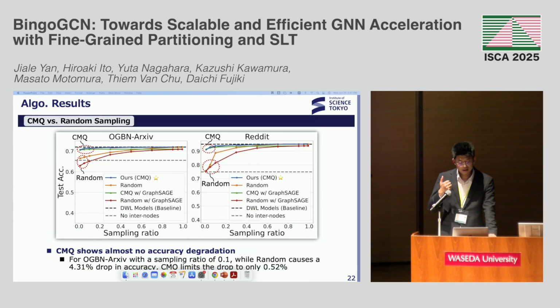Here, we also compare CMQ with random sampling. And here CMQ, the blue line, consistently delivers high accuracy, especially at very, very low sampling ratios. On OGB and arXiv, random sampling drops accuracy by over 4%, while our proposed method limits it to just 0.5%. This shows CMQ achieves better message approximation error with minimal accuracy loss.